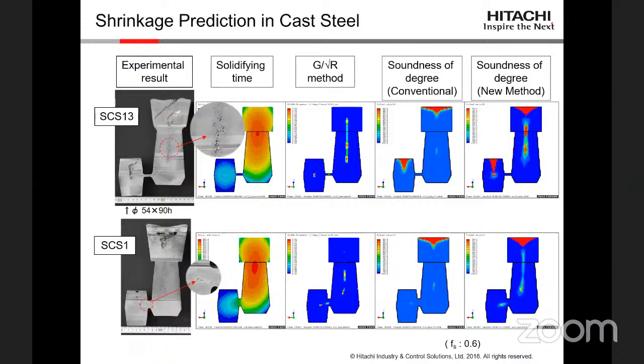Again, this is the case study for the shrinkage in cast steels. In the top image, there is some shrinkage available in the casting and riser as well. These are showing us the solidification time, and there are different methods to find out the shrinkage results. So again, we are finding shrinkage in the simulation.